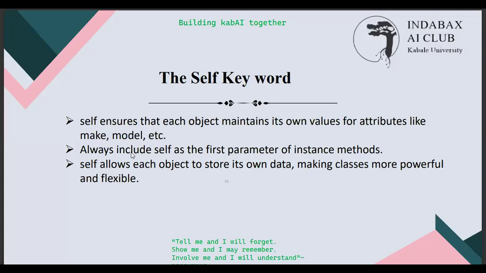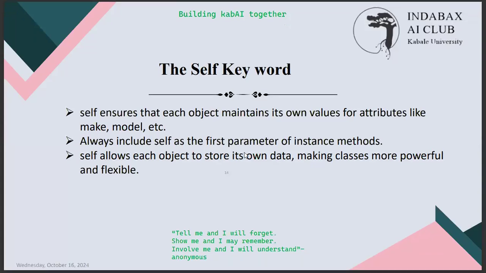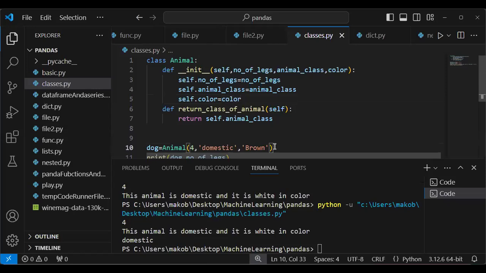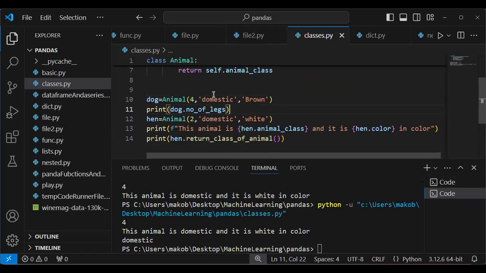So you should always include the self as the first parameter of instance methods. It allows each object to store its own data, making the class more powerful and flexible. So you can see here that a dog has its own behaviors here. Number of legs, 4, color, brown. The hen has different ones. Color, white, number of legs, 2, although both are domestic, but it is that self keyword that is enabling that functionality. If you eliminate it, you get several errors there.